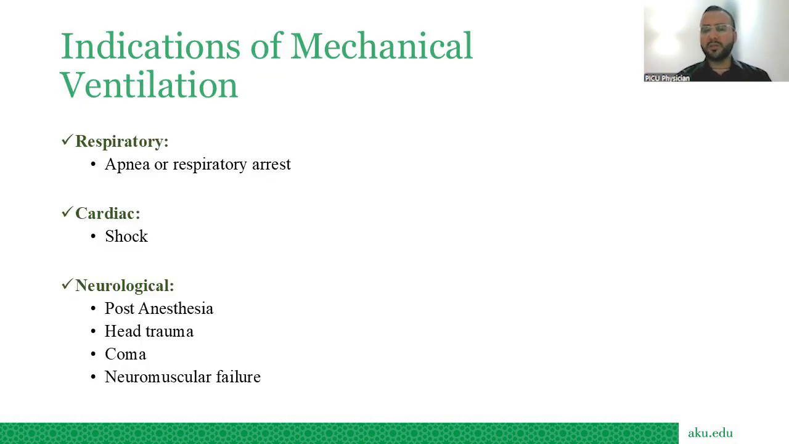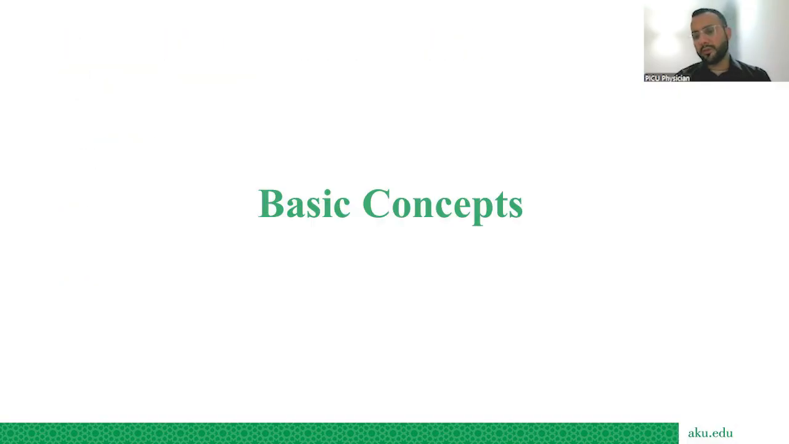Now we'll discuss indications of mechanical ventilation. The most common indication is respiratory, that is apnea or respiratory arrest. Cardiac cause is also one of the most important, very frequent causes of initiation of mechanical ventilation, that is cardiogenic shock or cardiac failure. Neurological causes, post anesthesia, we need mechanical ventilation in cases of head trauma, in cases of coma, or in cases of neuromuscular failure. So these are the indications of mechanical ventilation from all the three important systems: respiratory, cardio, and neurology.